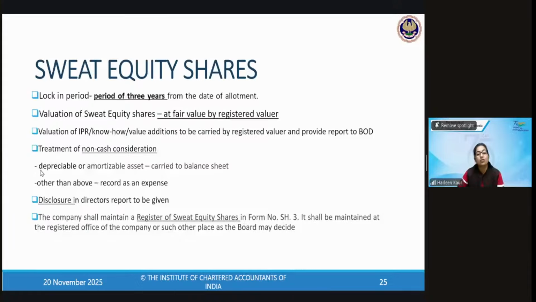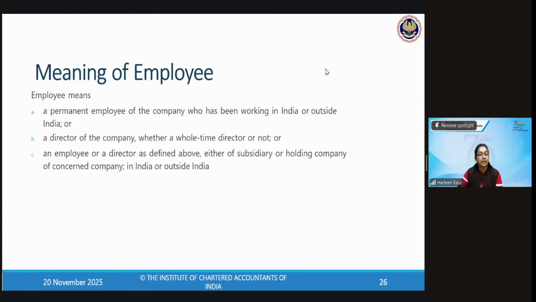Yes, non-cash consideration. What will be the treatment? Now, since you have issued sweat equity, your credit side has increased. How will you show the balance? Either you will expense it in the profit and loss account, or if it is a non-cash consideration that is a depreciable or amortizable asset, then you show it in the balance sheet. Then the register forms we are not doing because it's a revision. We are not supposed to do the forms. Who is a permanent employee? One who has been working in India or outside India, or a director of the company, or an employee of a subsidiary or holding company in India or outside India. All right.